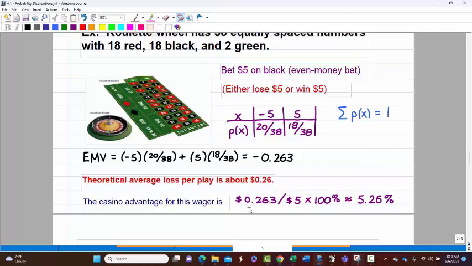To convert this to a percentage, which I would never ask you to do, you take that number and divide it by 5. That gives you the advantage they have: a 5.26% mathematical advantage on the game of roulette. They don't have to do anything to cheat the game. The long-term mathematical expected value will work in their advantage. Wonderful.